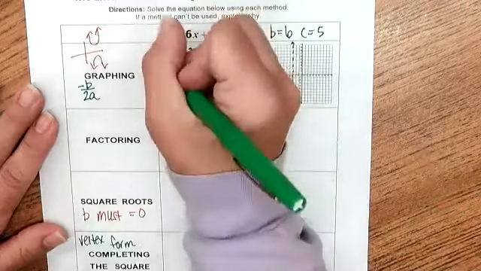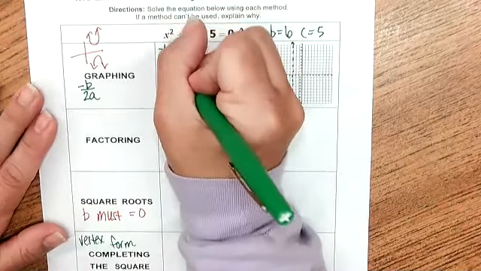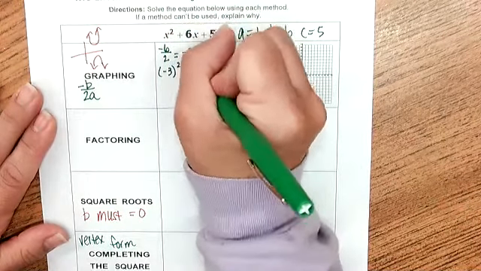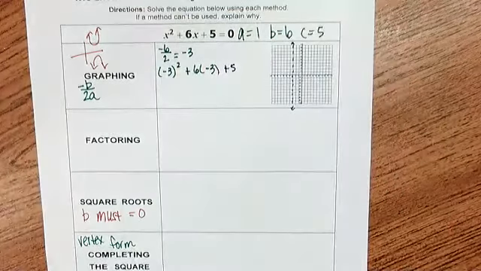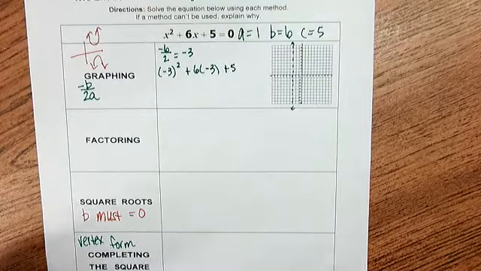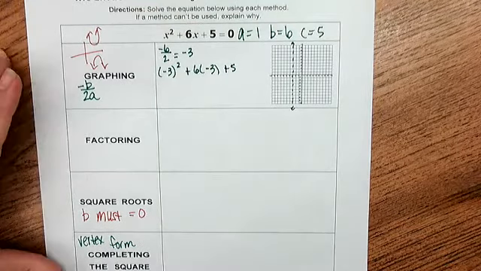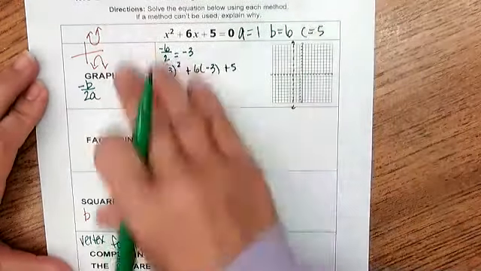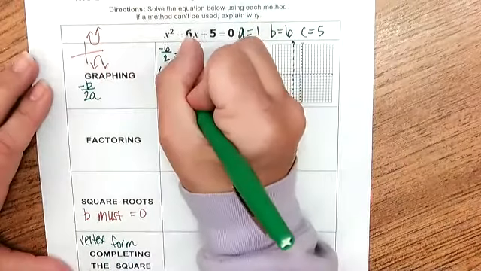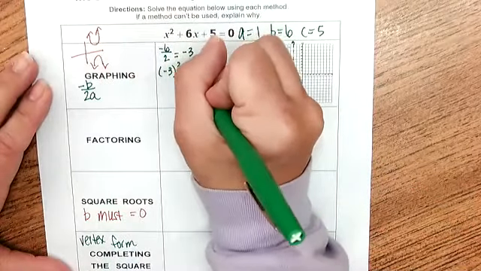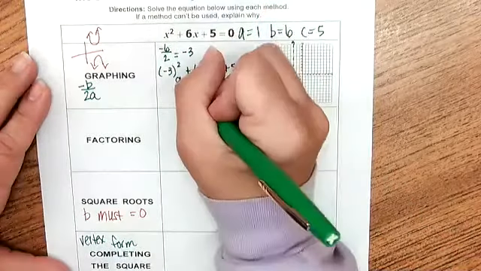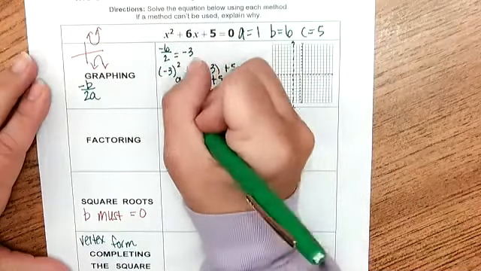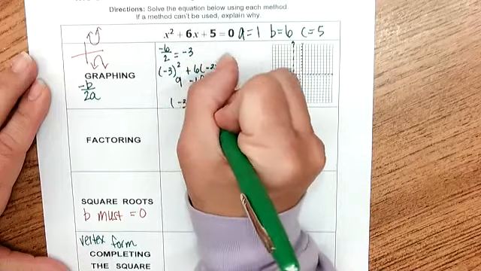Let's plug in negative 3. Negative 3 squared plus 6 times negative 3 plus 5. Why am I doing this? Because it's going to tell me the y-coordinate of the vertex. Fantastic review for the final, and this was on your test. 9 minus 18 plus 5, negative 9 plus 5 is negative 4. So the vertex is at negative 3, negative 4.